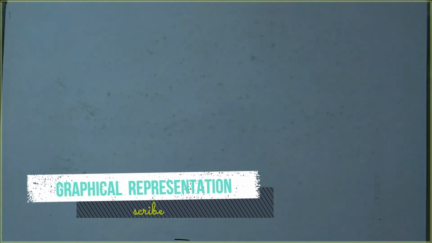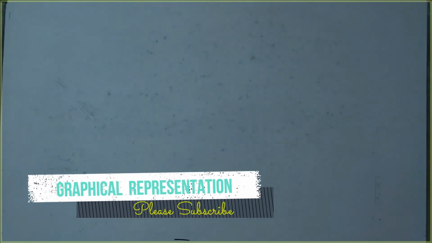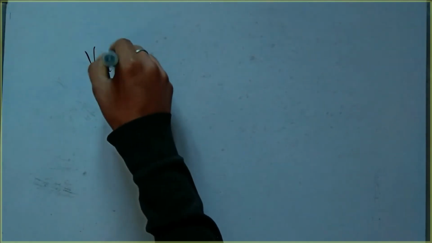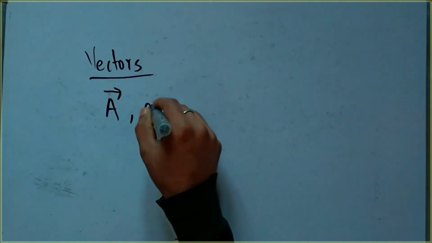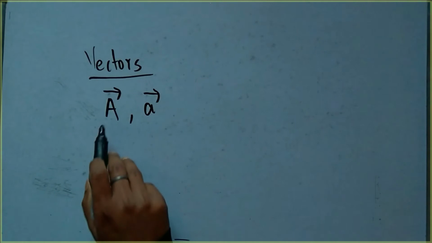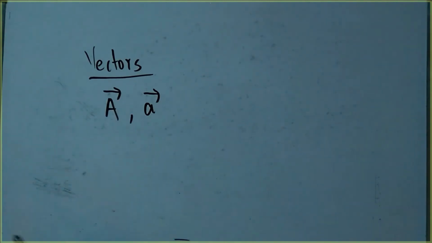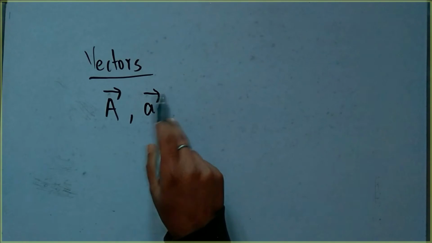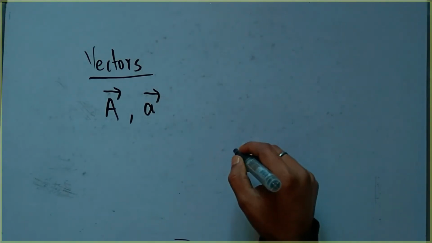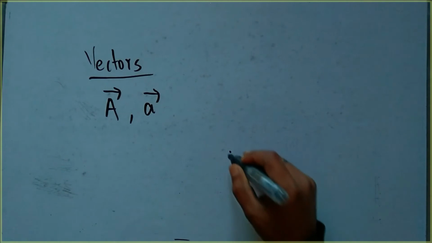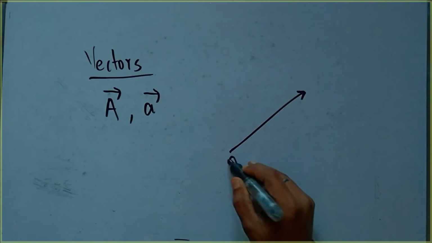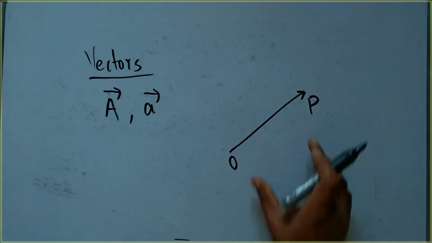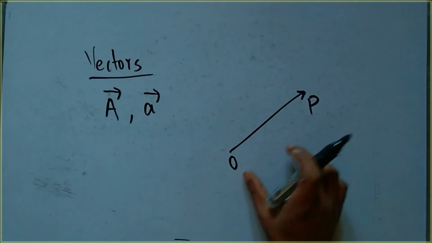Now we have known what vectors are. How do we graphically represent them? Well, generally vectors are represented in this format: capital letter with an arrow on top, or small letters with an arrow on top. Let us take an example. We have a starting point, we have a line segment and an arrow. Let it be O and this be P. Now this line segment is OP.